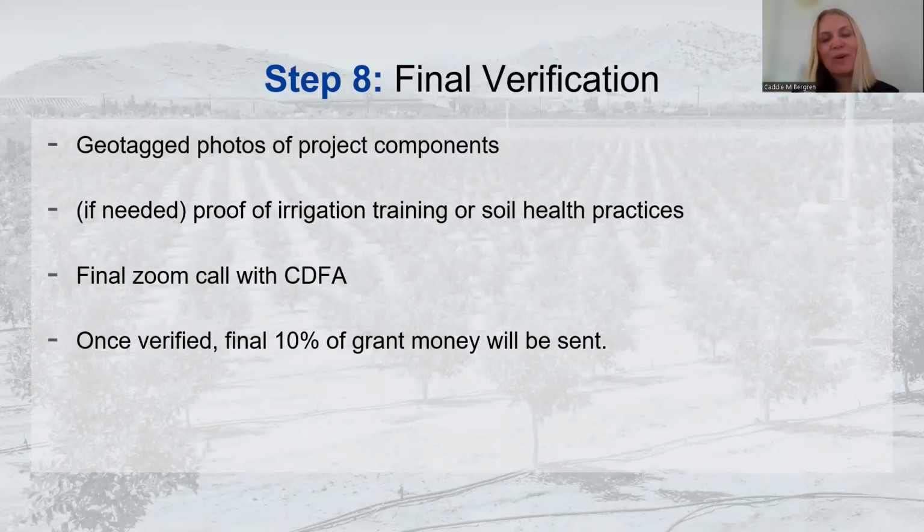Again, to close out your project, to get that final 10% awarded and then to be completed, you'll have to do the final verification process. You're just going to email CDFA, let them know you're ready to do that. They'll send you a list of what they want to see. In general, it's going to be geotagged photos of your different project components. So you'll just go out with your cell phone, make sure the location data is turned on, take pictures of, if you have a new pump, take a picture of that, of your new drip system, etc.